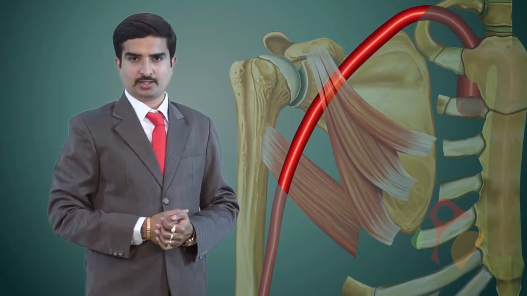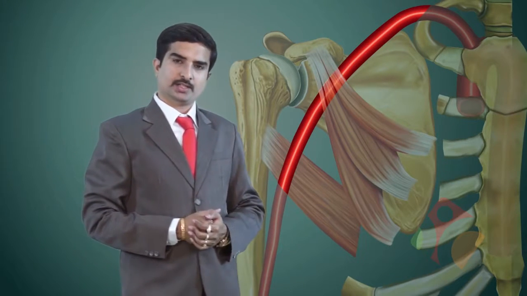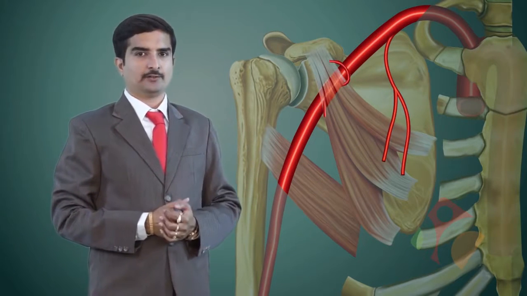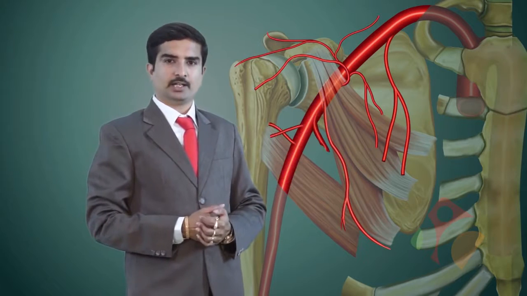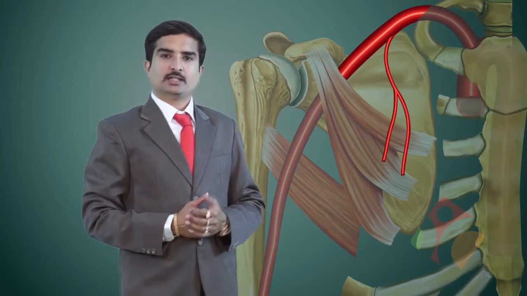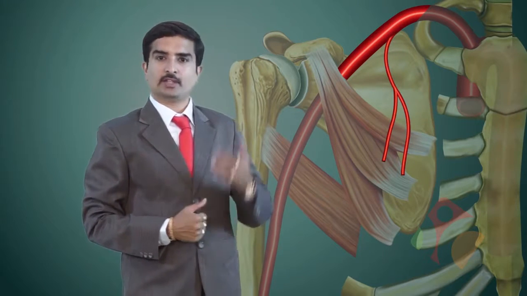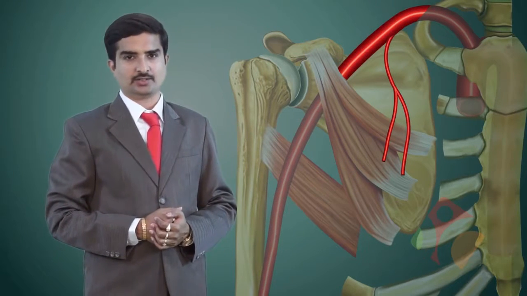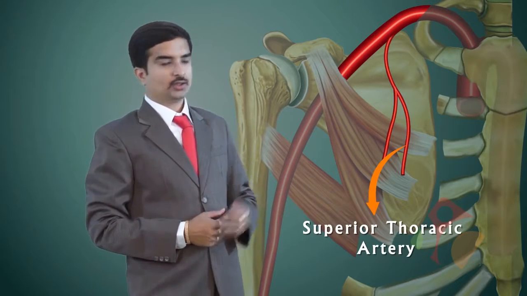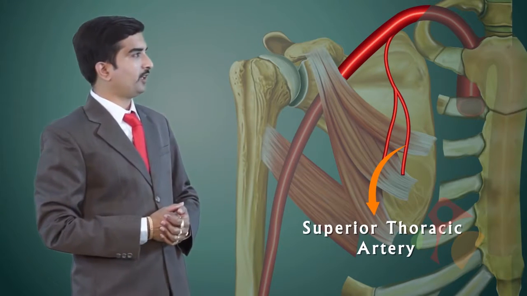of the axillary artery. As I already mentioned, the first part of the artery gives off one branch, the second part gives off two branches, and the third part gives off three branches. Now I am going to explain the first branch arising from the first part of the axillary artery, which is called the superior thoracic artery. So you can see the superior thoracic artery here.